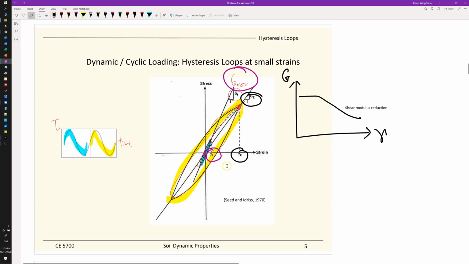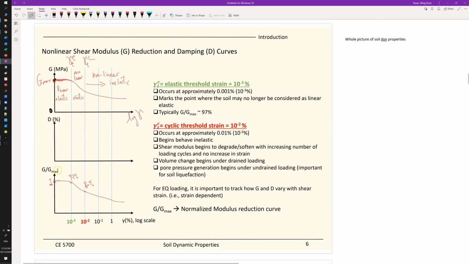You keep working on the loops, and you find the areas and the corresponding shear strain level. Then you can graph this curve, and this curve will give you the damping curve. The shape of the curve depends on the soil type, but generally you will get something like this. So this is the damping curve.